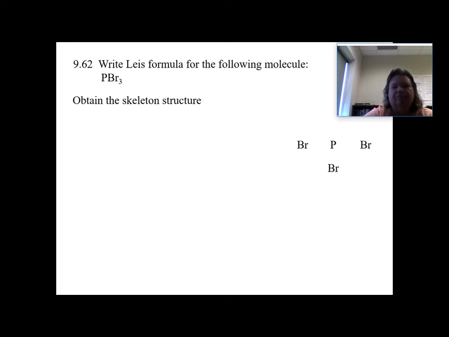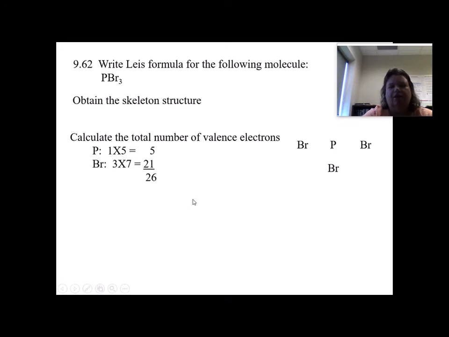Step 2 is to calculate the total number of valence electrons. There's only one phosphorus atom in the structure, and it's in group 5A, so it has 5 valence electrons. Bromine, there are 3 of them, so that's where this 3 comes from, and there are 7 valence electrons around each bromine, so that's 21. So the 5 plus the 21 gives me 26 electrons to work with to make this structure.